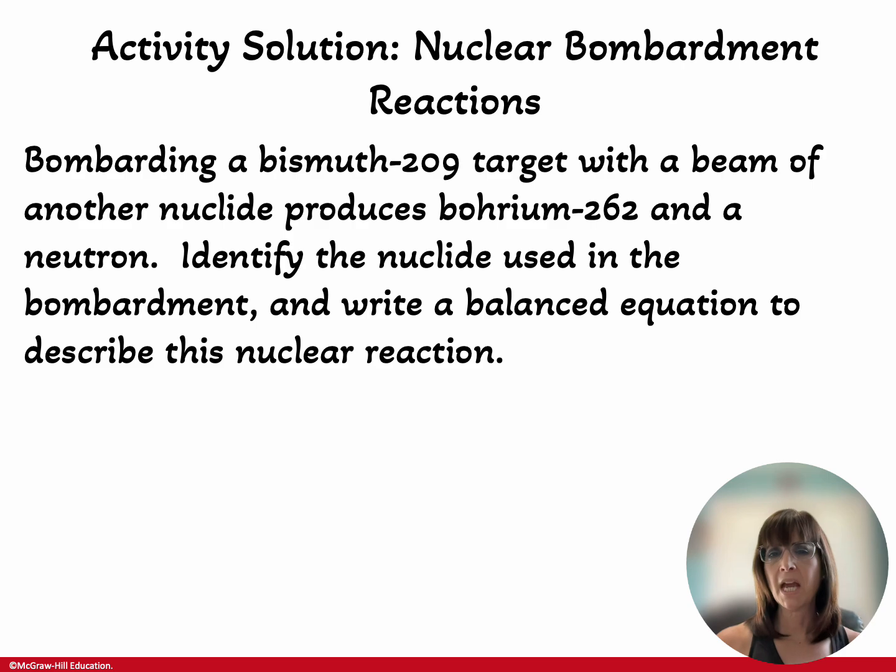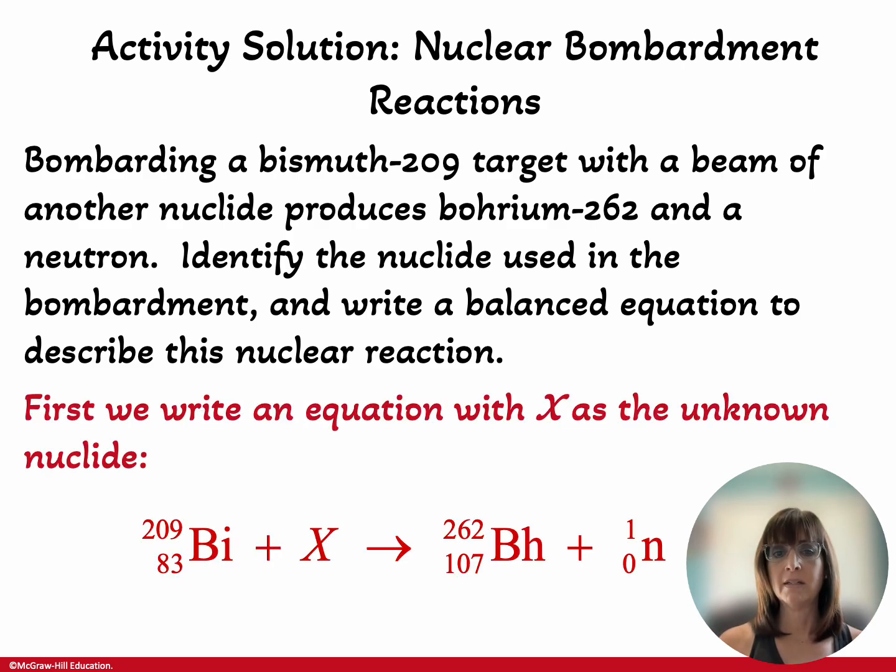Let's see. Have you gotten this far? Did you get 209.83 bismuth plus something becomes 262 over 107 bohrium plus a neutron? Did you get that so far? Perfect. Now you should be able to look at your atomic masses, your mass numbers and your atomic numbers and figure out what is missing on X. I'll go ahead and let you try that, okay?